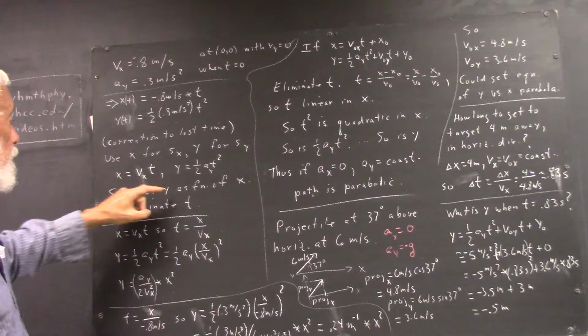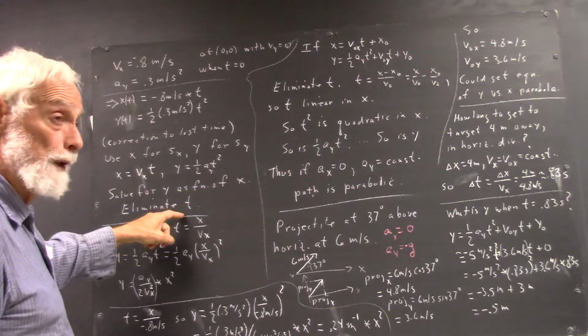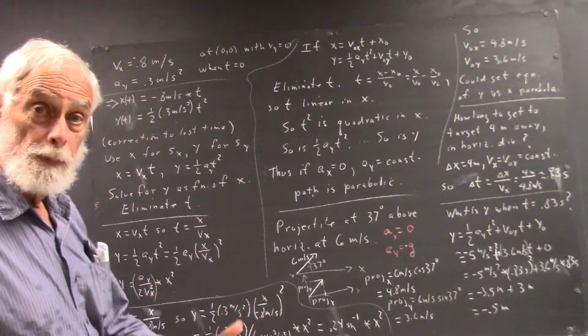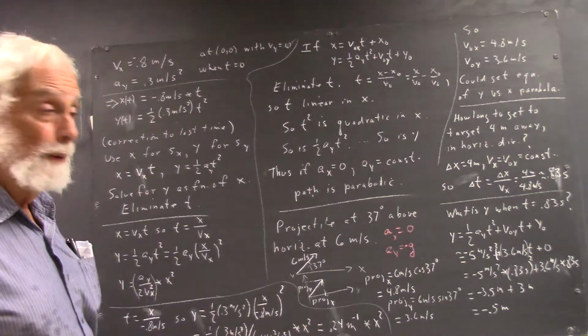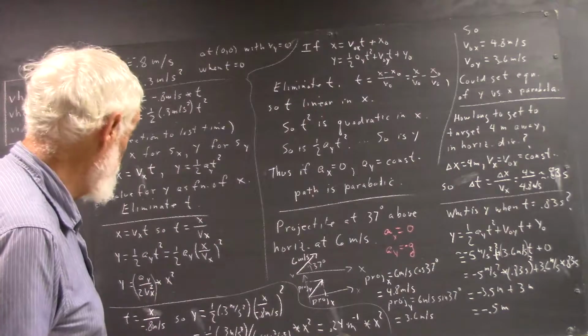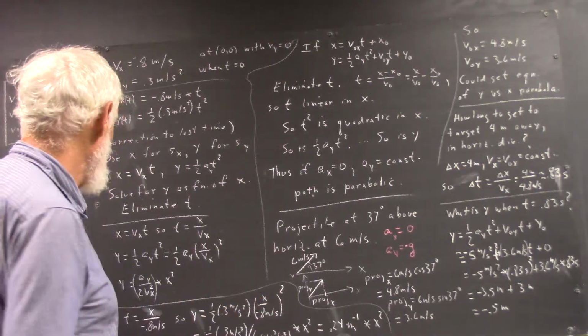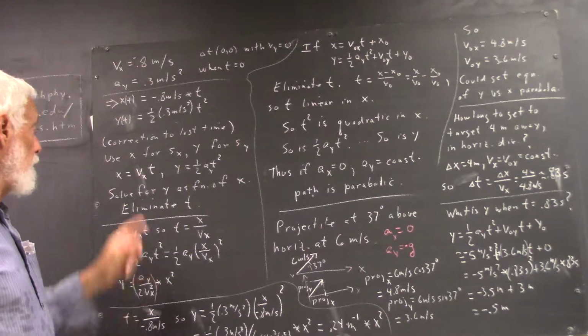Can we solve for y as a function of x, eliminating t, to see what the shape of our path is? Because we don't know what the shape of this path is. Somebody might have told you it's a parabola. I probably told you it's a parabola. I know I told you it's a parabola. You might have read that it's a parabola. Do you really understand why it's a parabola? Not that difficult to do.